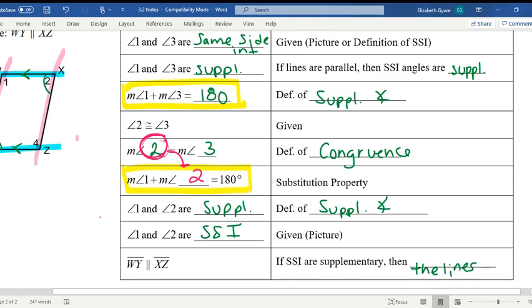Then the lines are parallel. And that's not an 11, that's a parallel.